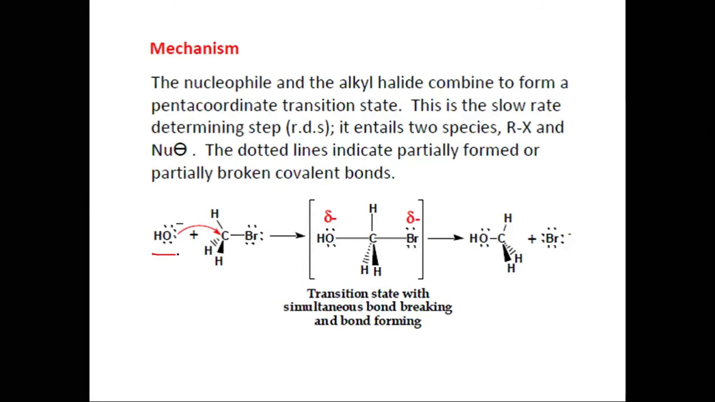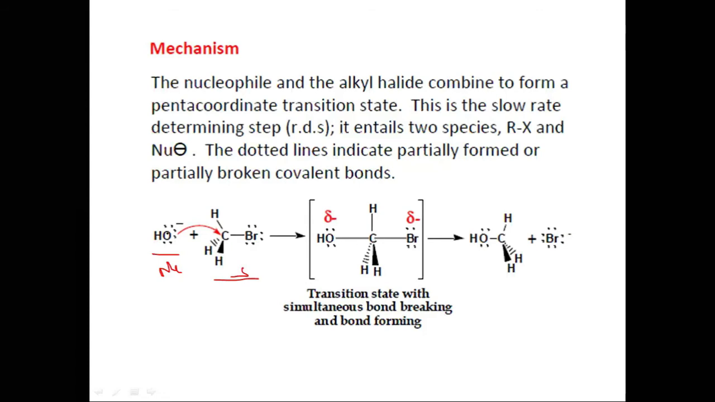So OH minus is the nucleophile, and this will act as a substrate. So the methyl bromide is a substrate, and this will be the nucleophile. Now, if your nucleophile attacks the carbon, there is an existence of a transition state for a while, with simultaneous bond breaking and bond forming taking place in this particular step.